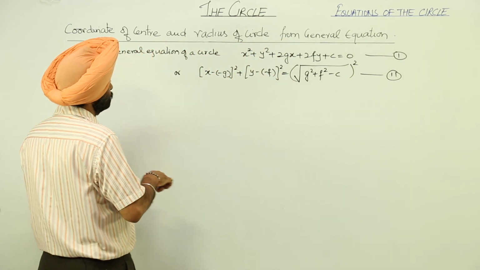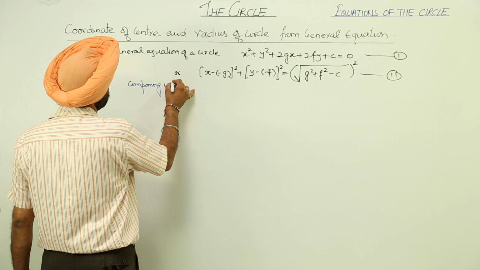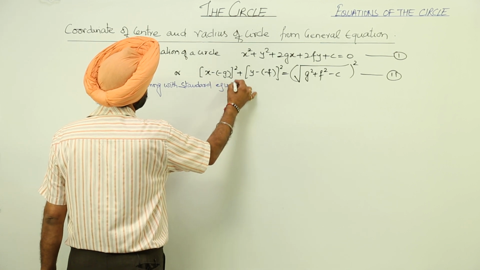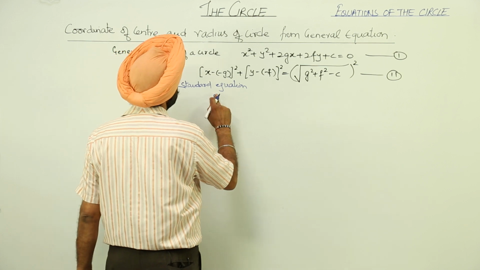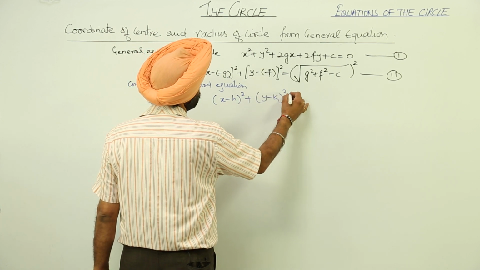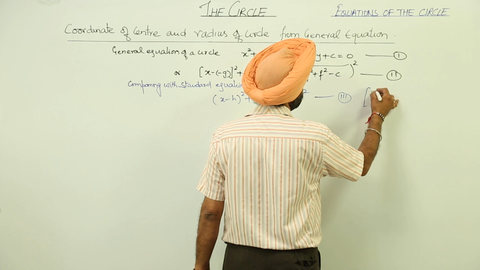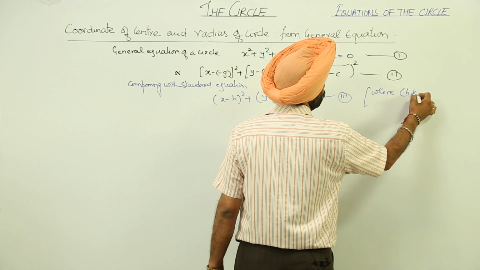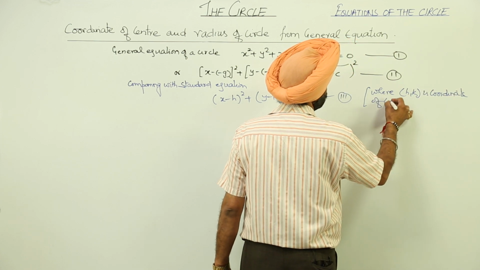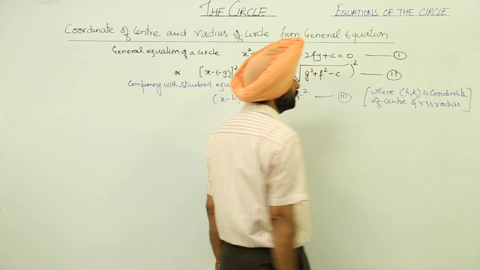Okay. Now, comparing with the standard equation, it was (x minus h) whole square plus (y minus k) whole square is equal to r square, where (h, k) is the coordinate of center and r is the radius. We have already done this.